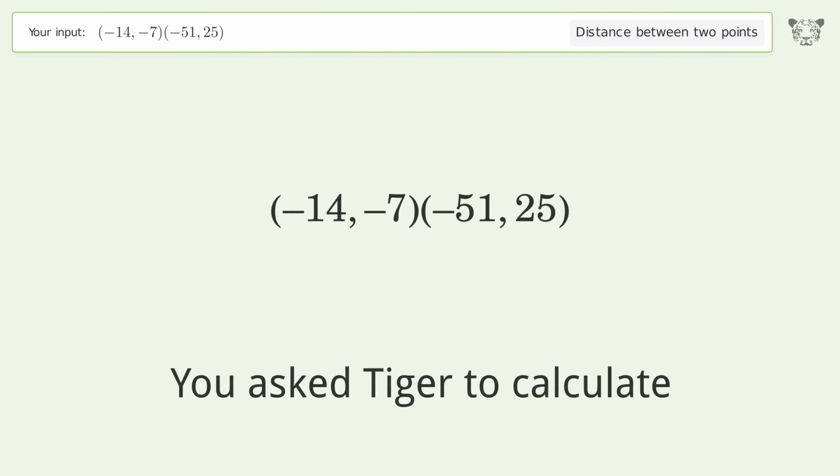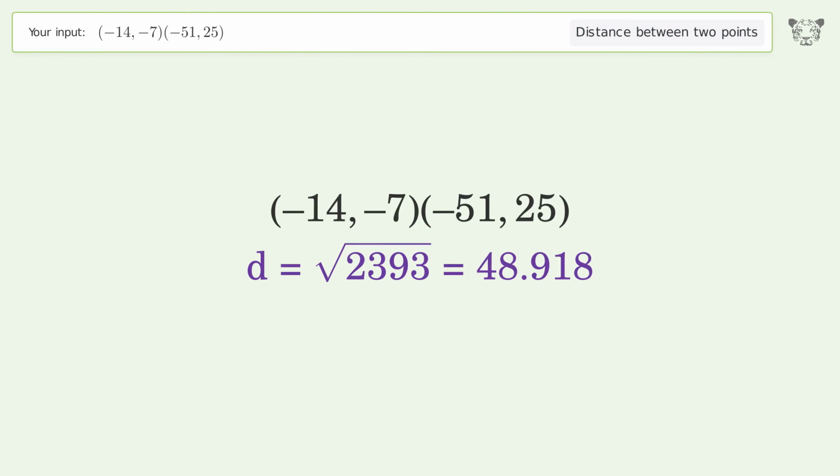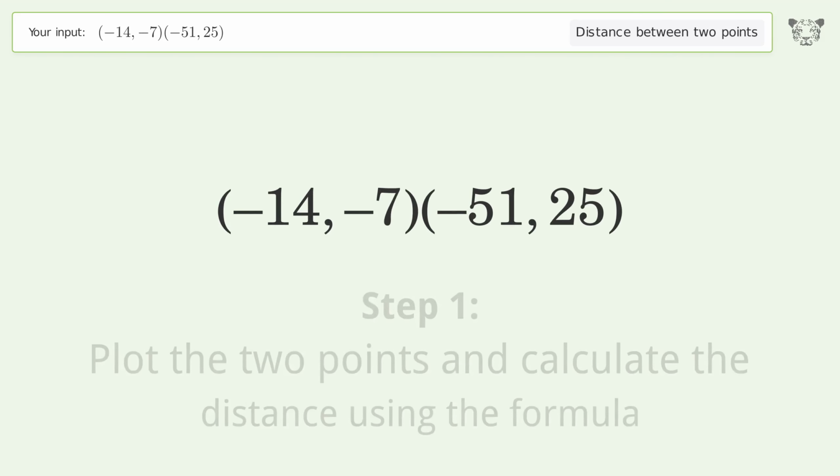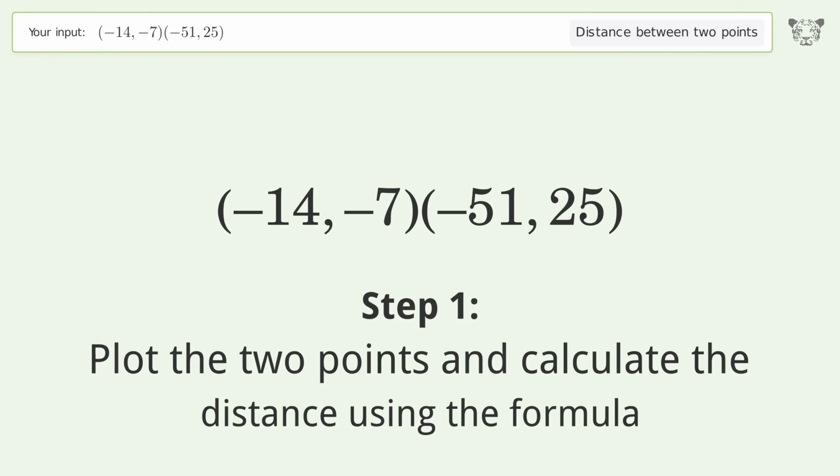You ask Tiger to calculate. This deals with the distance between 2 points. The distance between the 2 points is the square root of 2,393, or 48.918. Let's solve it step by step. Plot the 2 points and calculate the distance using the formula.